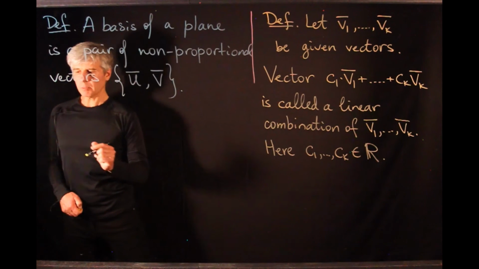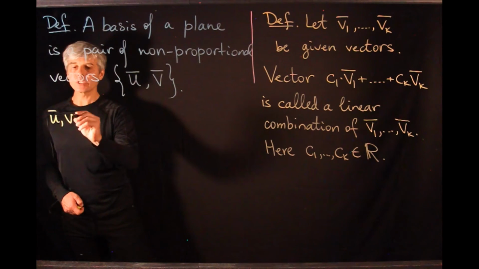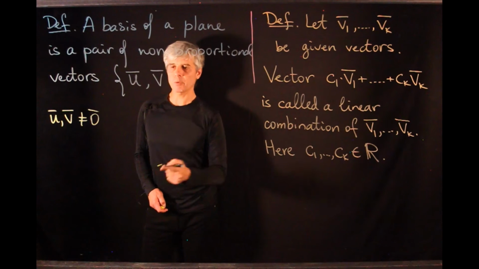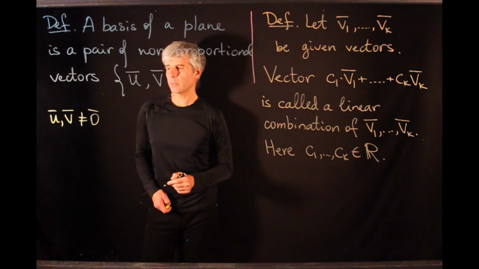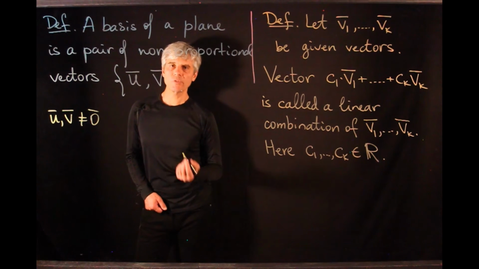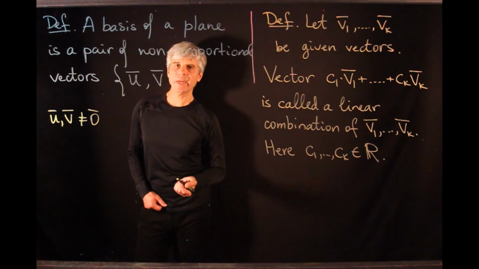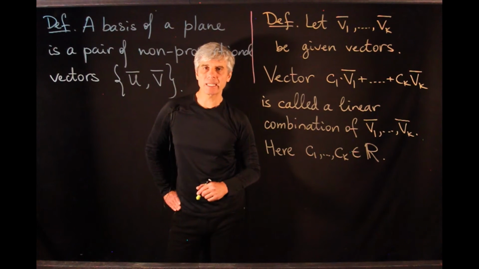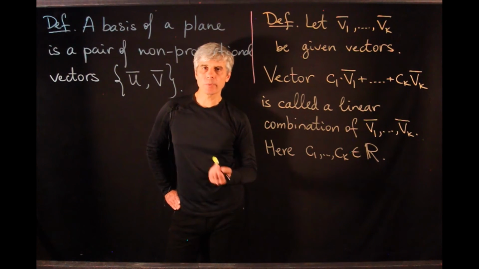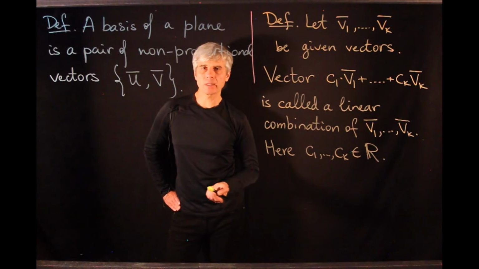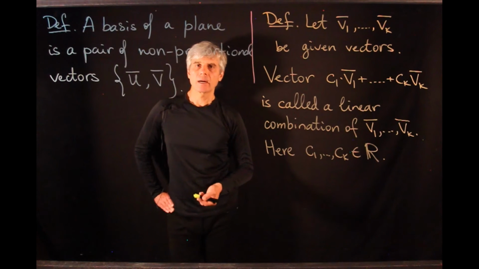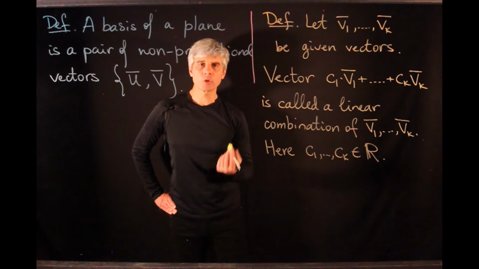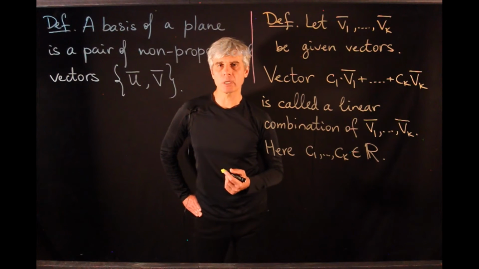And in particular, this means that u and v are non-zero vectors, because a zero vector is a scalar multiple of any vector. If we multiply any vector by a zero scalar, then the result will be a zero vector. Because of this, when we say that two vectors are non-proportional, it also means that these two vectors are both non-zero. It is clear from the definition that a plane has many different bases, because we can choose pairs of non-proportional vectors on a plane in infinitely many different ways. Bases are important tools for computational problems. And in a given computational problem, we will choose a basis which is more convenient for solving that particular problem.